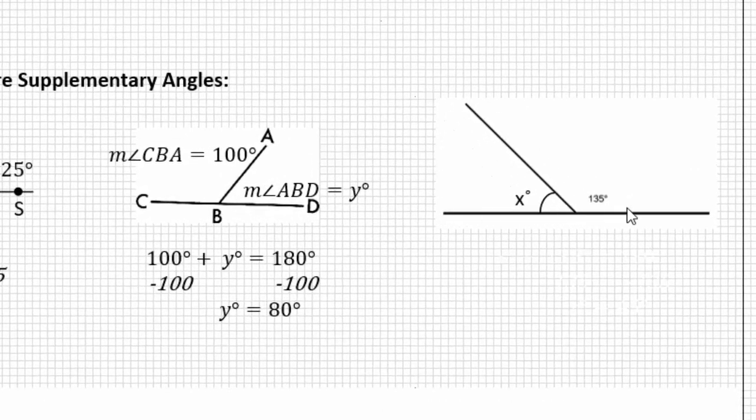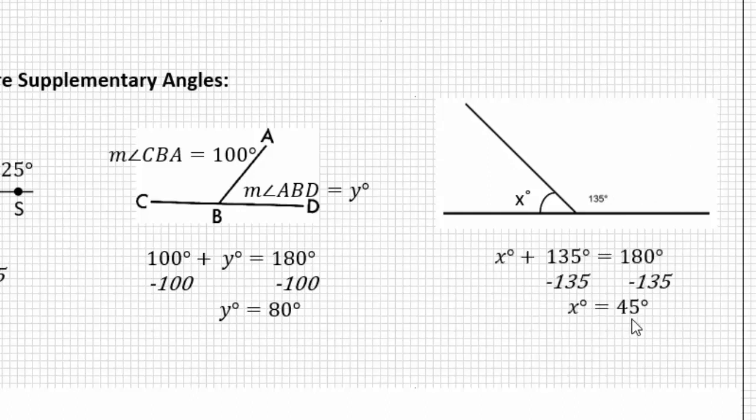How about this one? Again, we see that this is a straight angle. We're being told they're supplementary. We want to find x if its supplementary pair is equal to 135 degrees. Go ahead and set that one up and check back when you're ready to compare. Did you come up with x is equal to 45 degrees? Here's the setup. Subtracted 135 from both sides to get the answer that x would have to be 45 degrees.